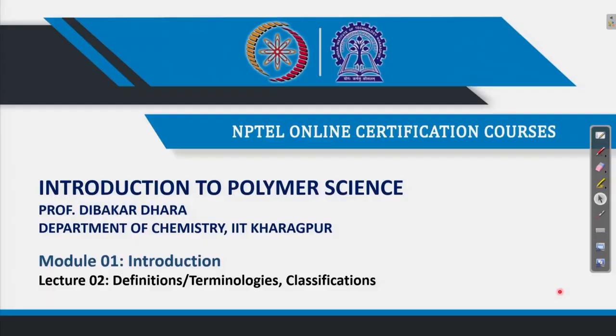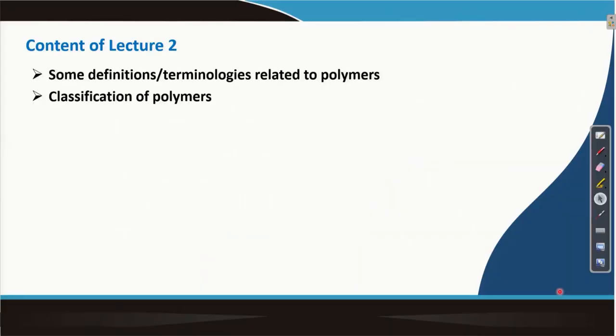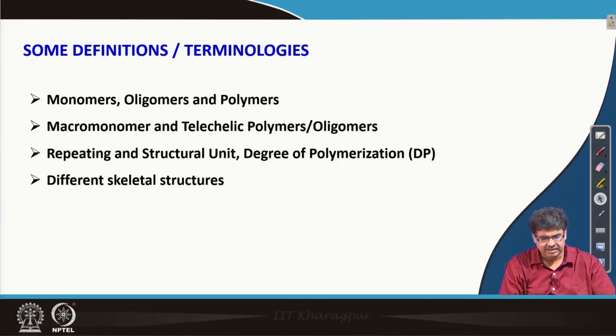Welcome back. In the last lecture, we introduced polymer science and also discussed briefly the history of the development of polymer science. In this lecture, I will give you some definitions and terminologies related to polymers and also start the discussion of classification of polymers. These are some of the terms which I will discuss in this class.